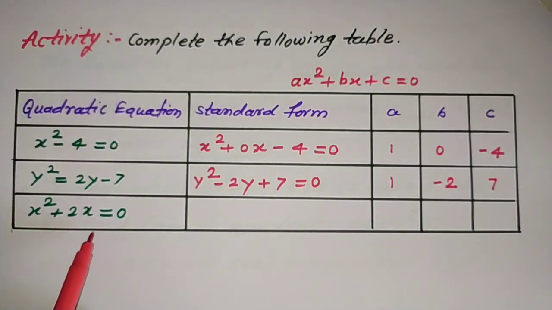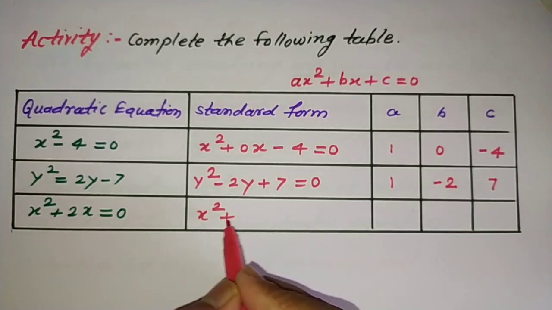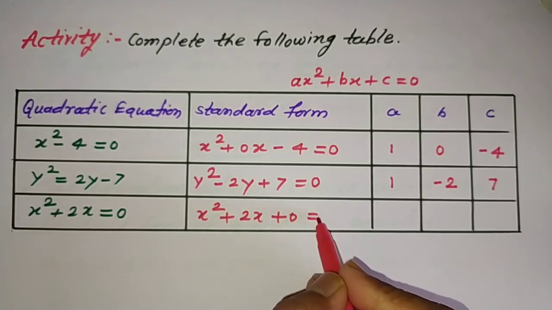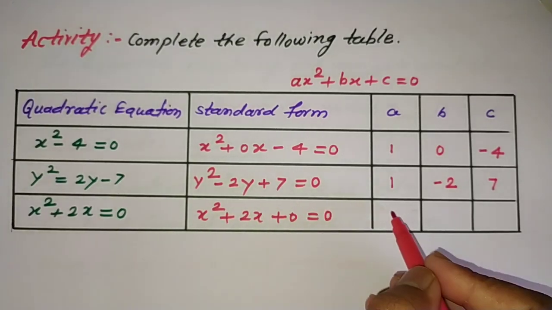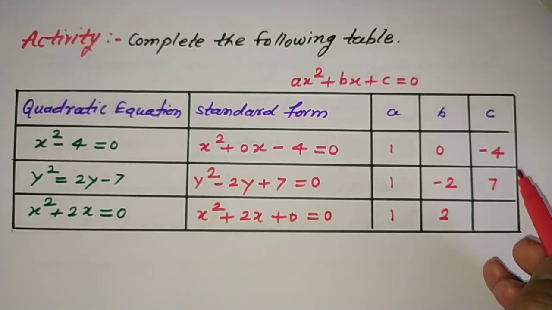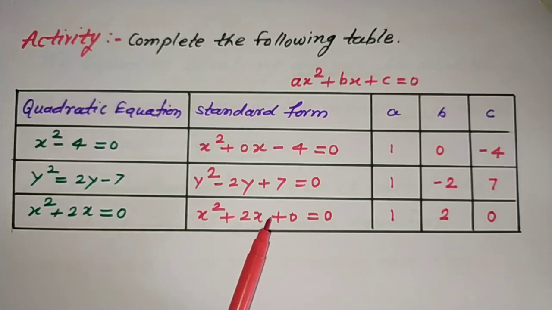Third one, write the quadratic equation in standard form: x square plus 2x plus 0 is equal to 0. Here a is equal to 1, b is equal to 2, and c is equal to 0. This way, complete the following table: quadratic equation, standard form of quadratic equation, and the values of a, b and c.